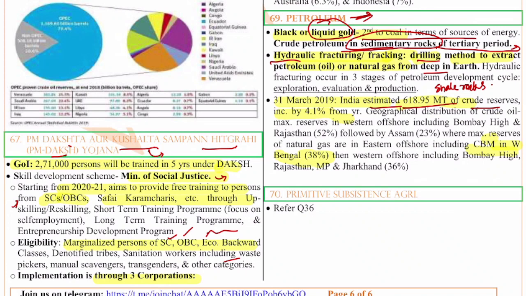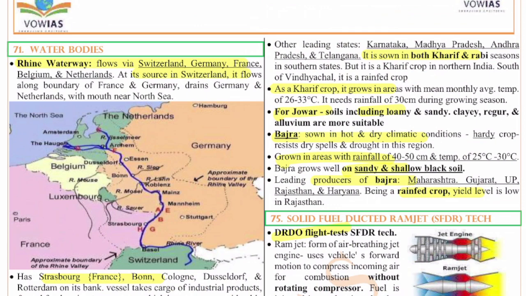Now let's move on to the 71st question, because the 70th question is on primitive subsistence agriculture, which is similar to the 36th question that we have discussed. The 71st question is with regard to the water bodies of European and American countries. The Rhine waterway flows via Switzerland, Germany, France, Belgium and Netherlands, and reaches the North Sea. It starts in Switzerland, goes on like this, and finally reaches the North Sea.